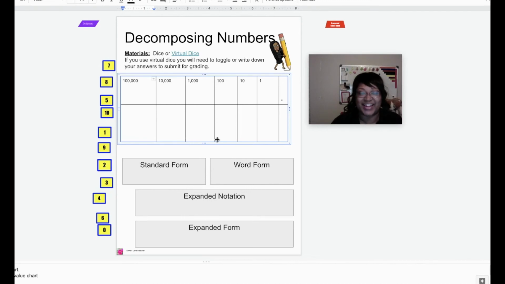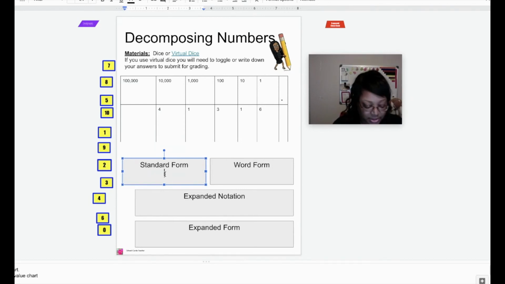Let's keep going here. So what number goes here? That was the 6. And then there was a 1, and there was a 3, and another 1, and then there was a 4. So I decided this was going to be the number. So what number is that? Well, let's write it in standard form. We're going to click in here. We can either click in there and type it out, or we can use the numbers on the side and drag and drop. I'm just going to type it out.